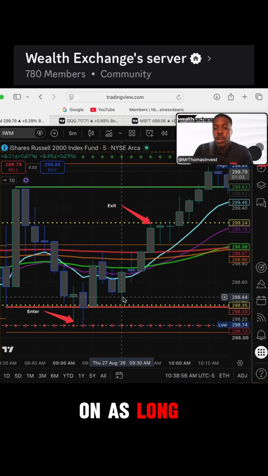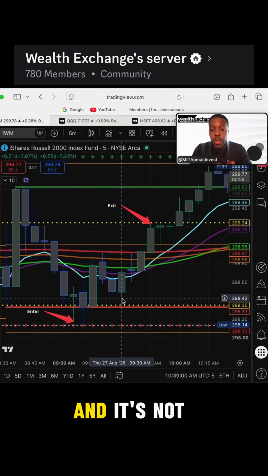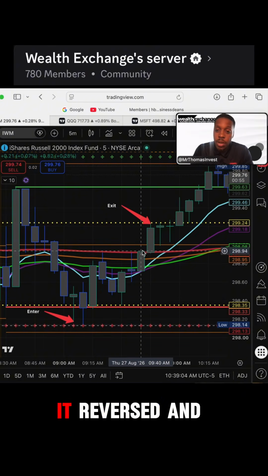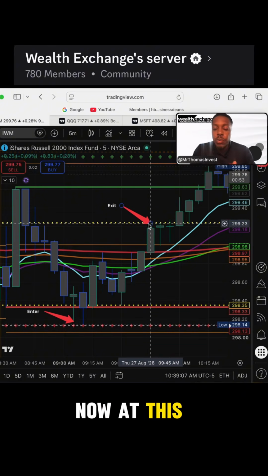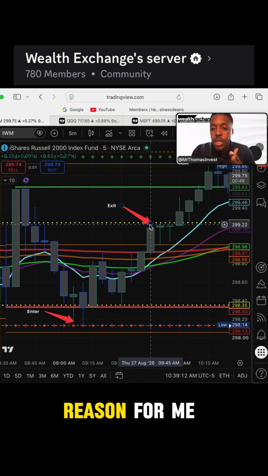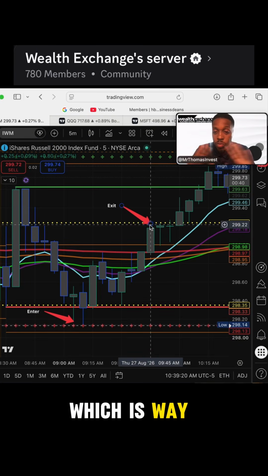I could hold on as long as possible because I was still in profit and I secured the majority of my gains, and it's not breaking this level, these supports right here. And so now it reversed. And at this point, we were up 183%. My runners were. There was no reason for me to really get out, besides, at that point, I was exhausted and I only like being in trades for 15, 20 minutes. So we were in the trade for like 40 minutes, which is way more than I like.